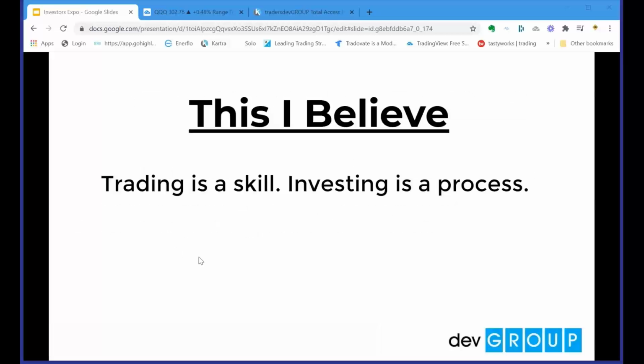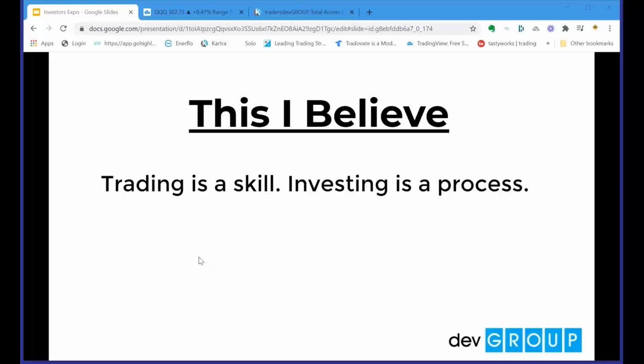Trading is actually a skill. You might have heard that before. So like any skill, it takes time and effort to develop. Everyone's skill level is going to be a little bit different, and everyone's approach to the game of trading, if you will, is going to be a little bit different. But investing is a process.